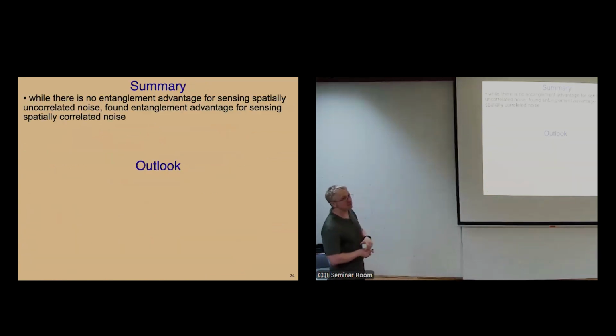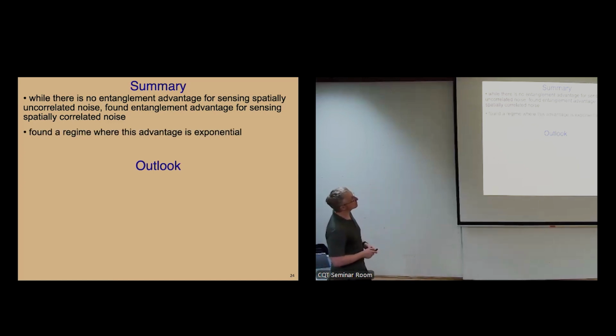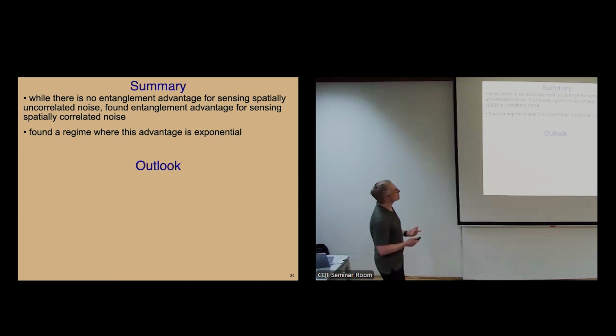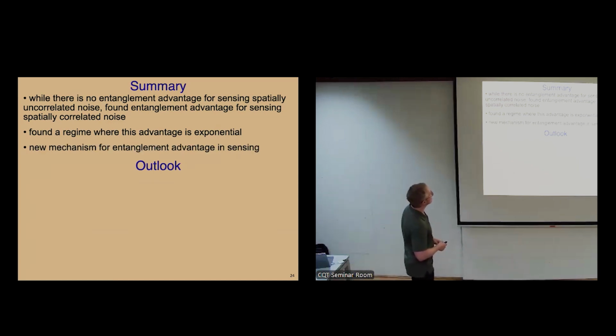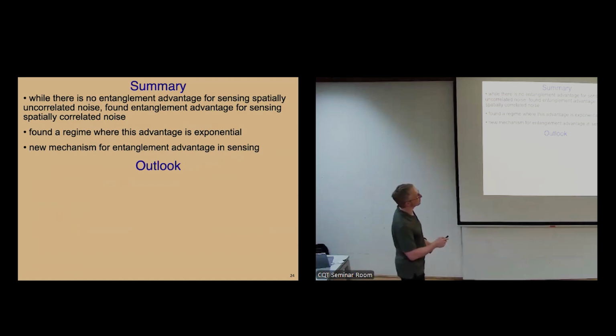Okay, so to summarize, and I'm finishing now, while there's no entanglement advantage for sensing spatially uncorrelated noise, we found an entanglement advantage for sensing spatially correlated noise. And we found a regime where this advantage is exponential. And this mechanism for this exponential advantage is new for entanglement advantage in sensing. It's not quite the same as the standard quantum limit versus Heisenberg.